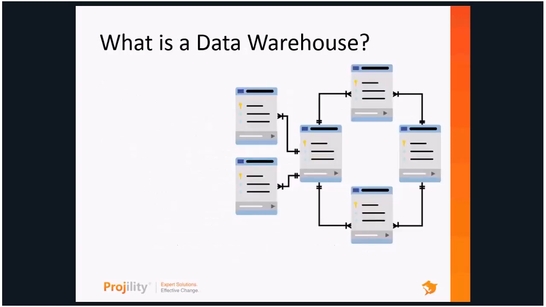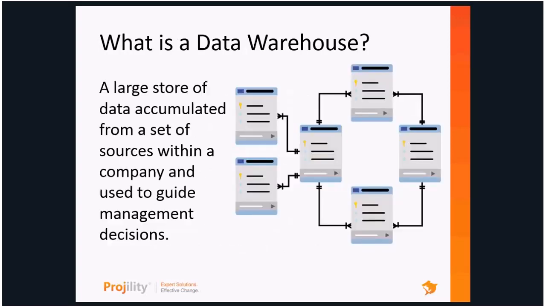So let's back up a little bit and give you some background on data warehousing and what a data warehouse is. Bill Inmon describes a data warehouse as a large data store that accumulates data from a set of defined sources within your organization and is used to guide management decisions. So we're getting the data so we can look at it, slice and dice it, and see what's trending from a sales or marketing or project management perspective so we can make go-forward decisions. That's the purpose of a data warehouse in an enterprise.